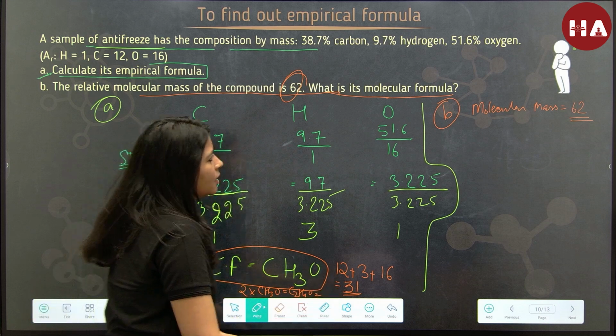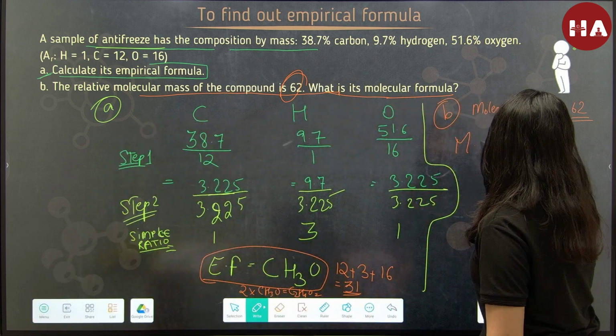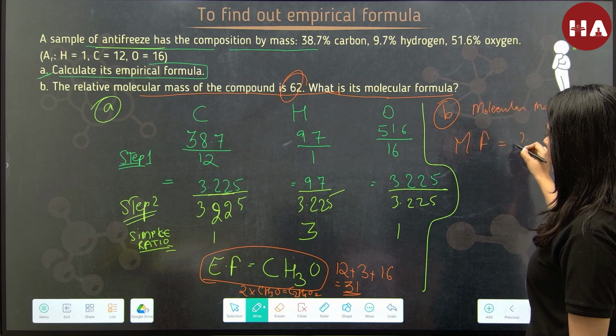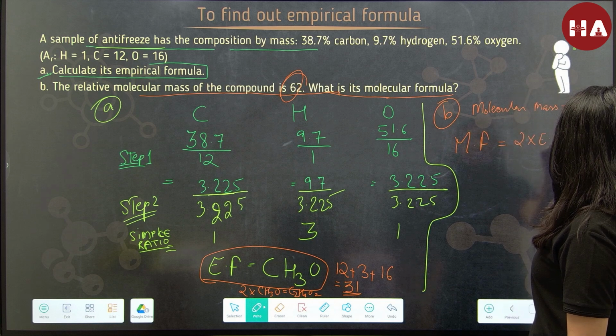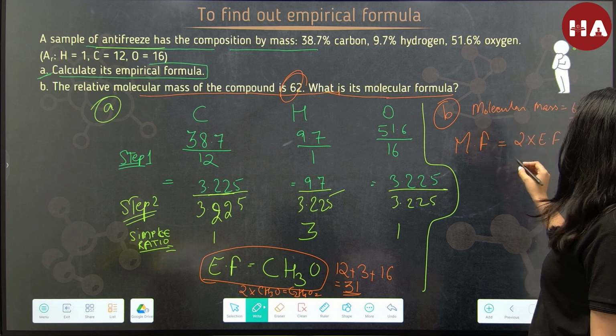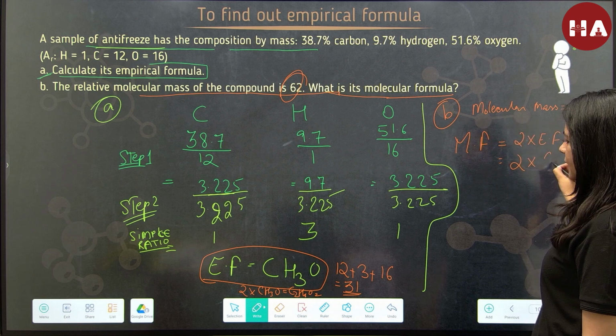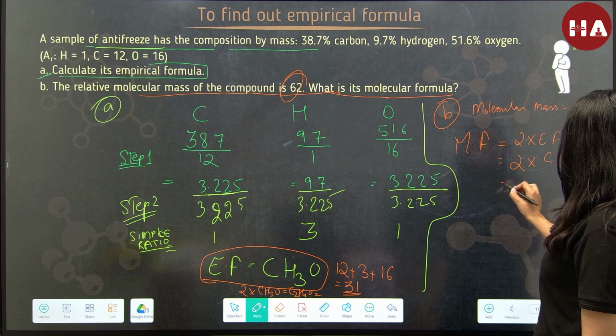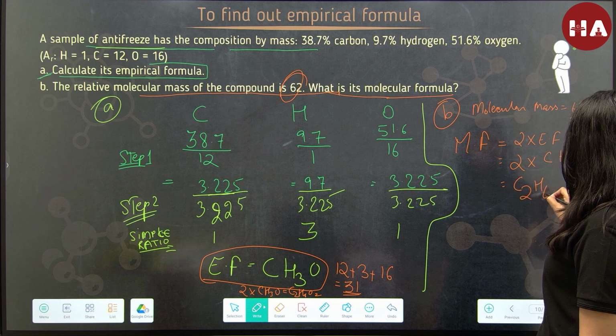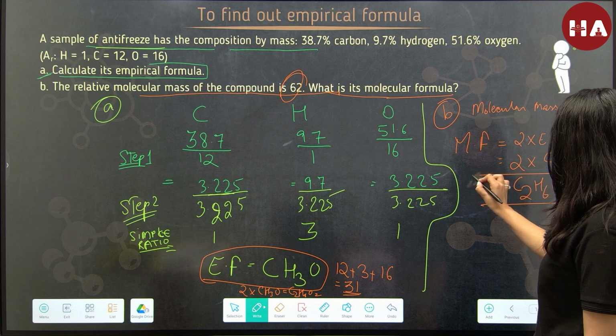I will get C2H6O2, right? So your molecular formula, MF, I am writing molecular formula, will be twice of the empirical formula here because the molecular mass is twice. So twice of empirical formula CH3O will be equivalent to C2H6O2, right? So this should be my molecular formula.